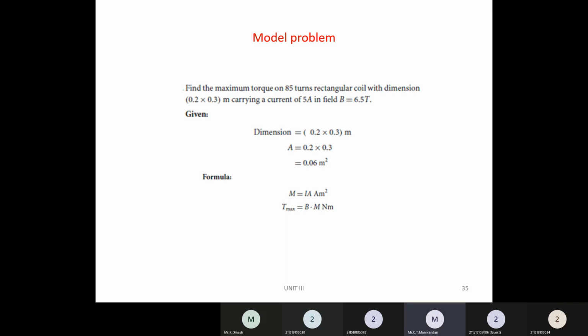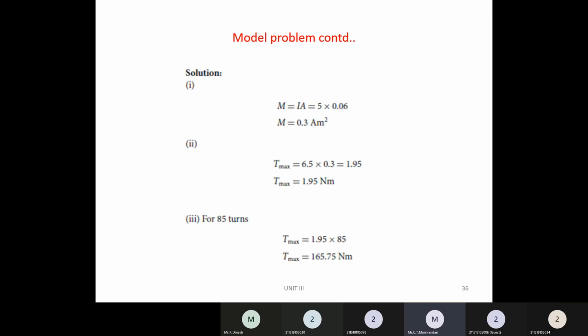Okay, so for M we have the formula IA. Current value is given, area is also given, so we can find the magnetic moment. And flux density is also given, so a straight problem to find T max. This is for 1 turn. For 85 turns, we have to multiply with 85 there. Yeah, this is how you will be getting it.